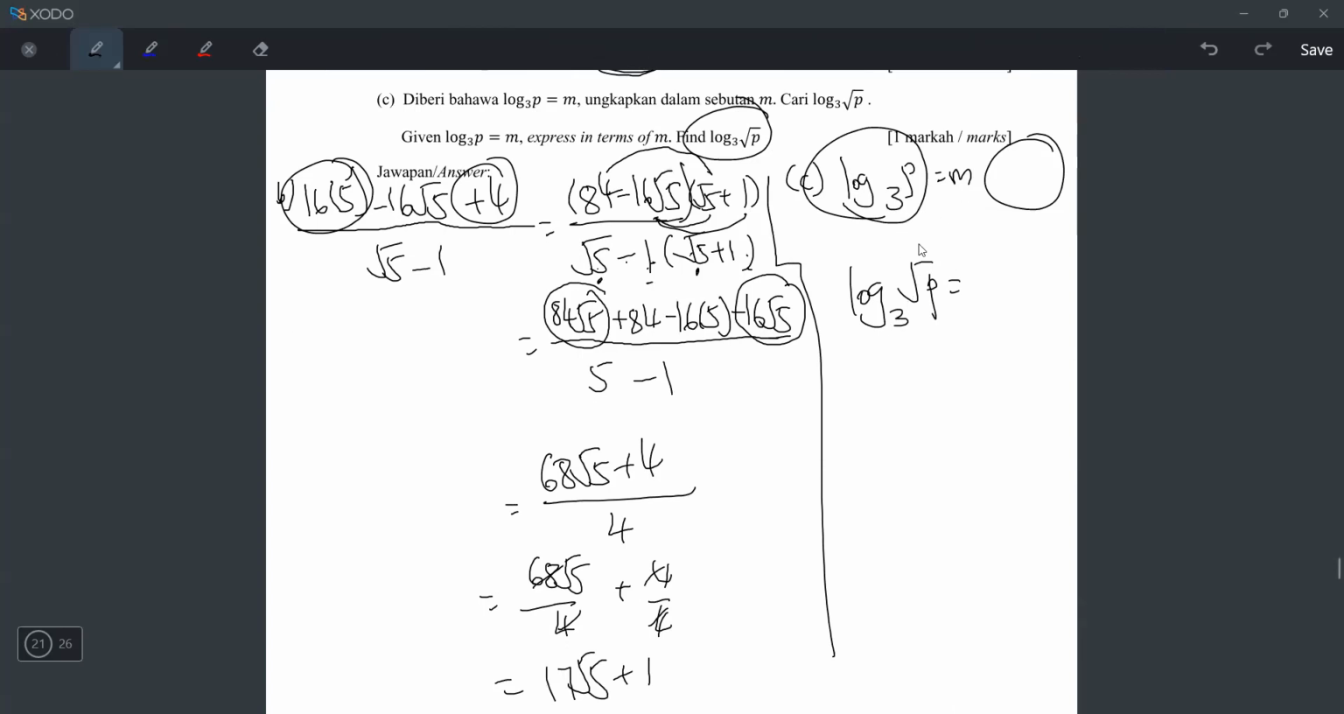But if you check, the base is already the same. So we don't have to worry about the base. We just have to change this square root to power 1 over 2, and then power boleh letak depan. So it's just 1 over 2 log P base 3, and then log P base 3 is M. So that's the answer. Okay, quite easy, right? So that's how you do it.